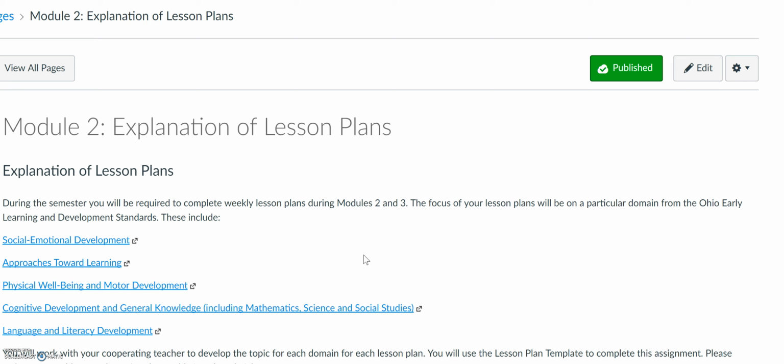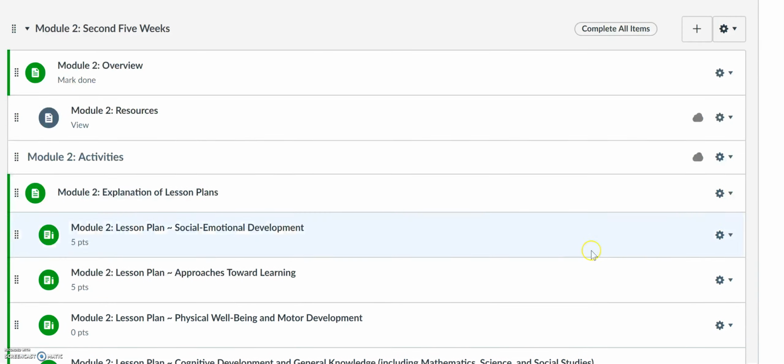And one thing I do want to stress is that your lesson plans will be developed with your cooperating teacher. The topic is up to you and your cooperating teacher. As long as you're focusing on these domains, that's what myself and your university supervisor will be looking for. So to go back to Module 2, you're going to have these lesson plans due. You'll turn them in through Canvas each week.